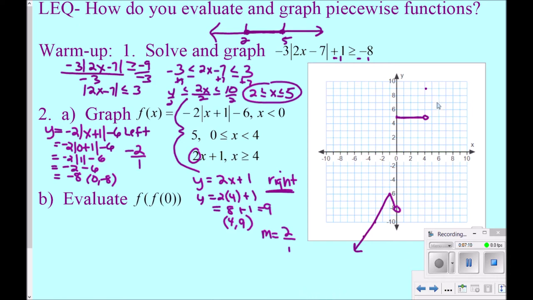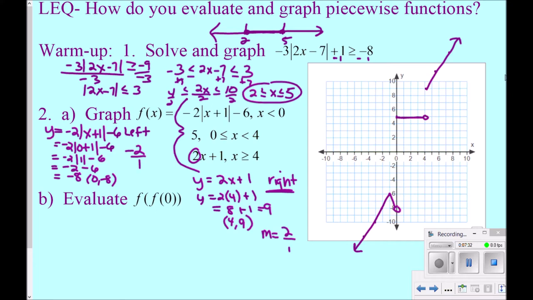So from that point, I'm rising 2 about right there and running 1 there. And I can do that a couple times. And then I'm going to graph that line. Okay. So that is our piecewise function.